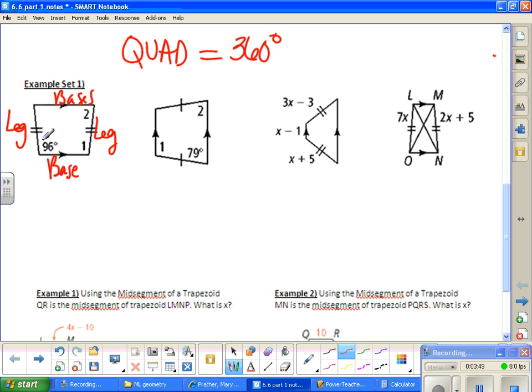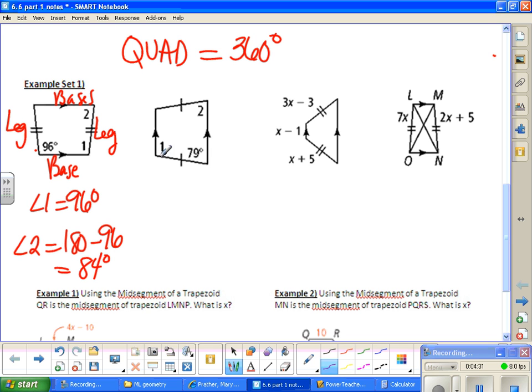And so it tells us that the base angles are congruent. These are the base angles because these angles share a base. So angle 1 is going to equal 96 degrees. Okay. And then if this is 96 degrees, how do I find angle 2? Remember, these are consecutive. So they add up to give me 180. So I would take angle 2 equals 180 minus 96, which equals 84 degrees.